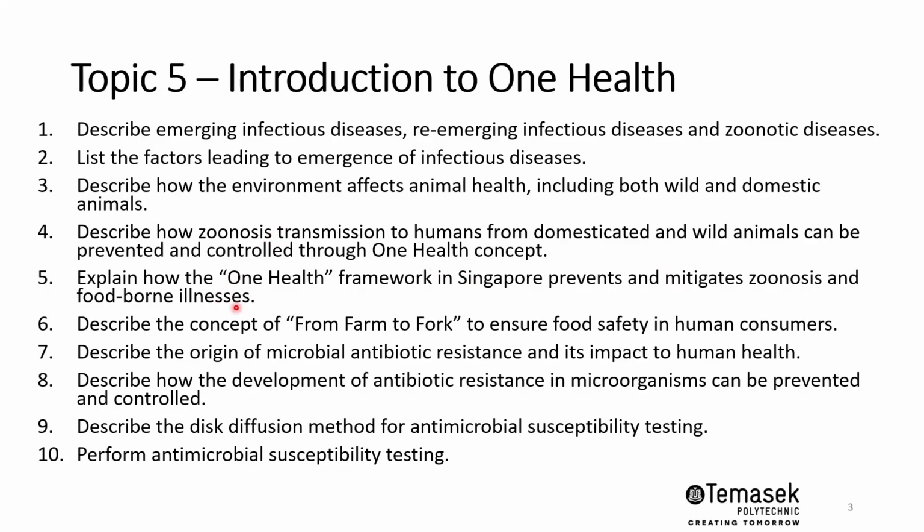We're going to talk a little bit about the One Health framework in Singapore and how it helps to prevent and mitigate zoonosis and foodborne illnesses. We're also going to look at the concept from farm to fork to ensure food safety for us to consume as consumers in Singapore. And we're also going to look into the origin of microbial antibiotic resistance and how it impacts human health. Finally, we want to look into how the development of antibiotic resistance in microorganisms can be prevented and controlled.